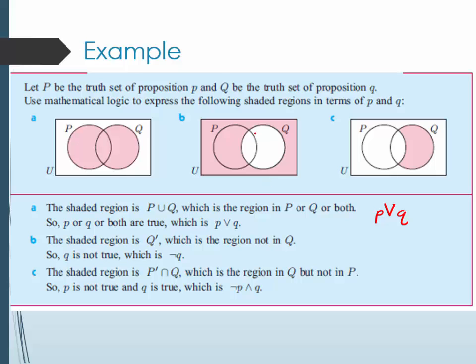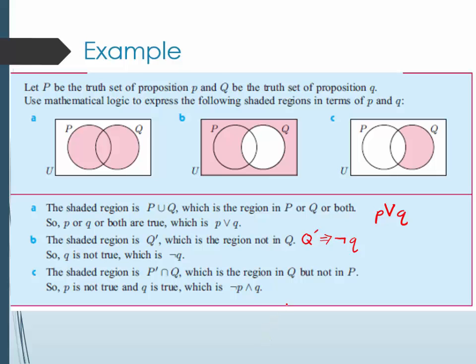Now, if you look at B here, everything is done except Q. And before we would do something like Q, capital Q prime. But that's the truth set of the proposition. The proposition is Q. So if we were to do the same thing that is equivalent to the proposition, we would say it's negate Q.